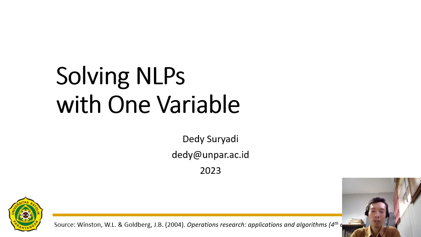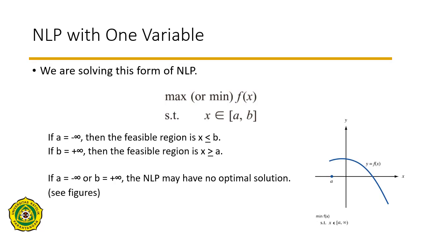Hello and welcome to this video where I'm going to talk about how we may solve nonlinear programmings that only have one variable. So let's start. Formally, an NLP with one variable looks like this. We want to maximize or minimize a function of x, and x is the only variable here. The constraint is that x must be in an interval from a to b.